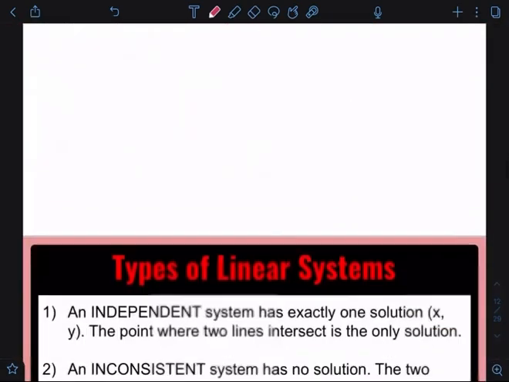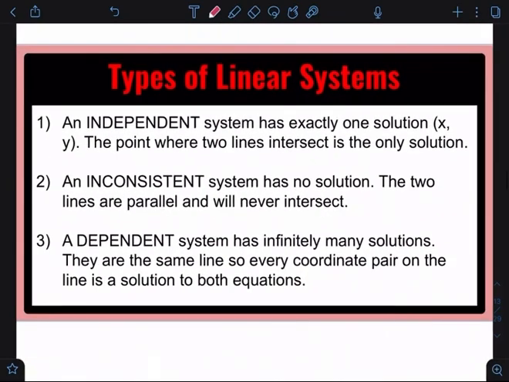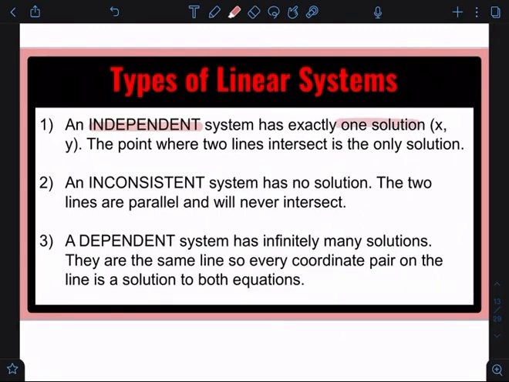Alright, now, what are the types of linear systems we could have? The first one we could have is something we call an independent system. An independent system is one that has exactly one solution. This means that the two lines intersect at just one point. So if you draw 2 lines, they're going to intersect once. So that would be called an independent system.